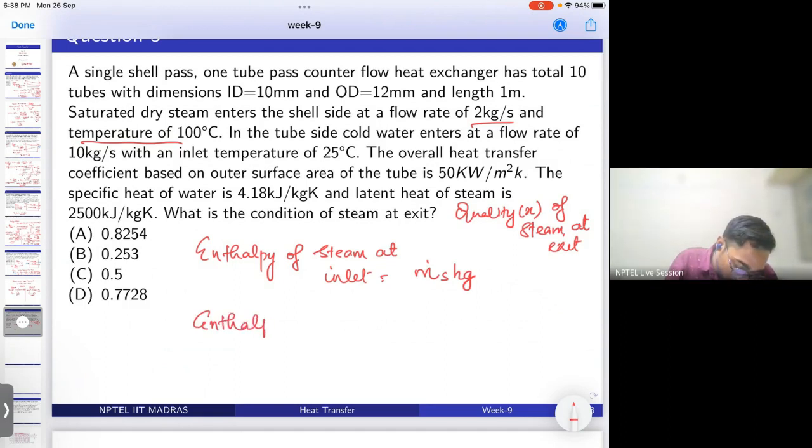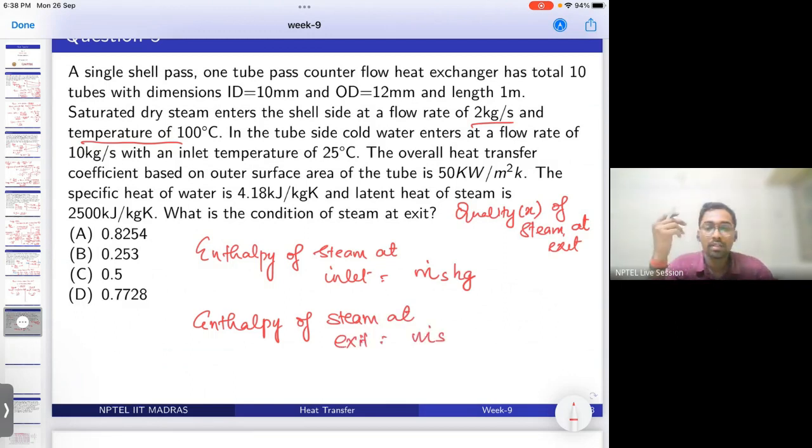Now enthalpy of steam at exit, the heat will be lost. The cold water is taking away the heat, so there will be some condensation happening within the steam. It may not be entirely condensing, but a part of steam will be there. So in that case, it's like a wet condition. We have some part of vapor and some part of liquid.